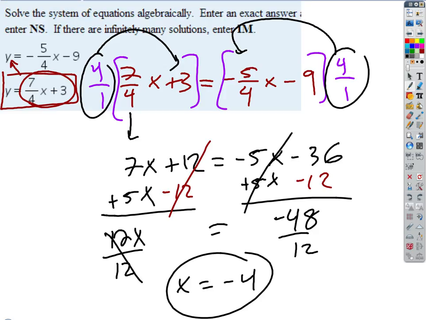Where would I go to solve for y? Yeah, I go back to my substitution equation. I can pick either one here, can't I? This is the one that I chose, but really whichever one seems easier I could do.